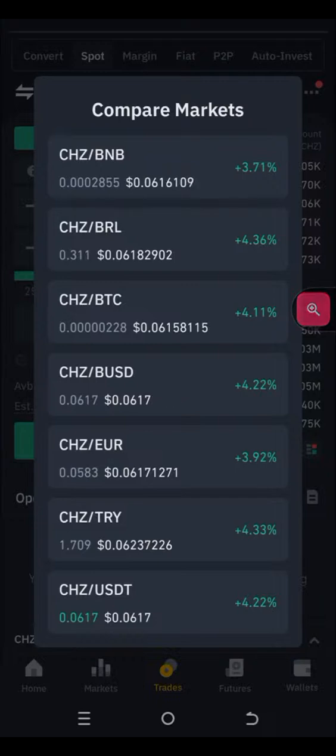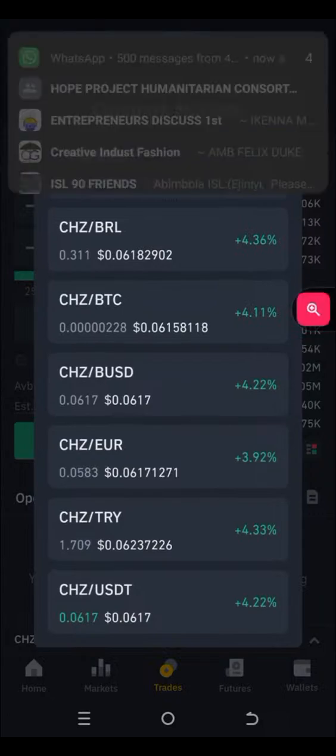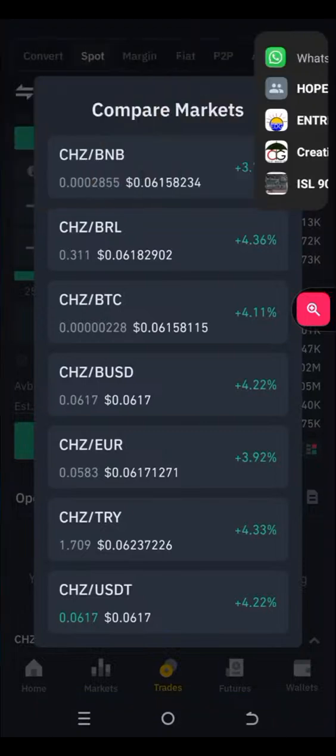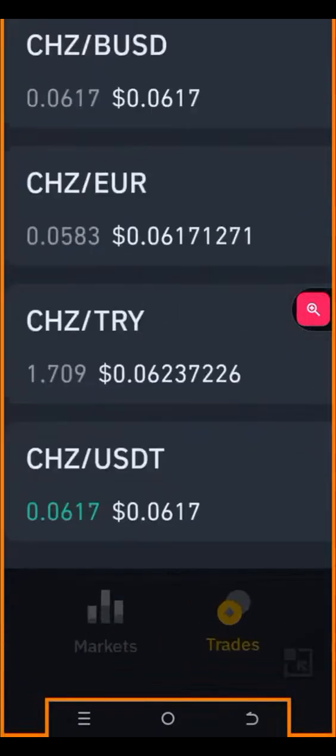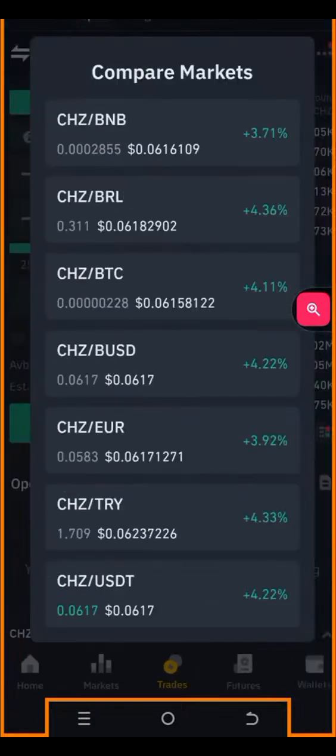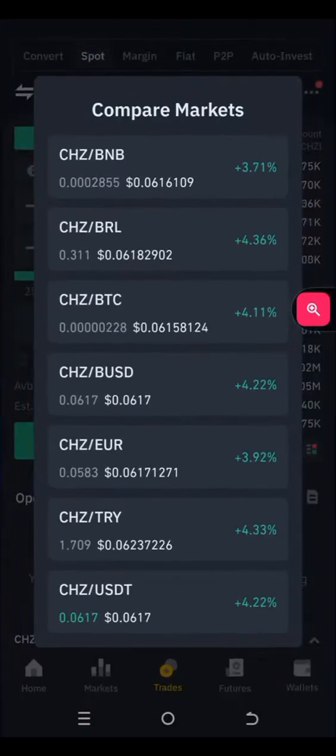Looking at this, which one is the cheapest price? You have to look at what is the cheapest price. We can see that it looks like BTC 0.0615. We have 0.0618 as BRL. We have 0.0616 as BNB. Then where's the USDT? USDT is 0.0617. Let me show you that. Let's look at that. So which one would I go for? Wow. It's looking like the cheapest we're seeing here is BTC 0.0615, right?